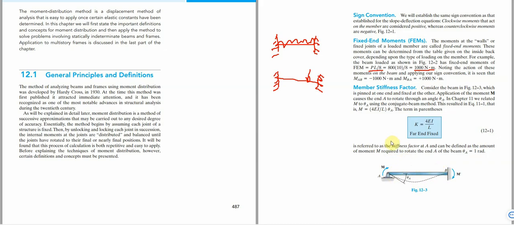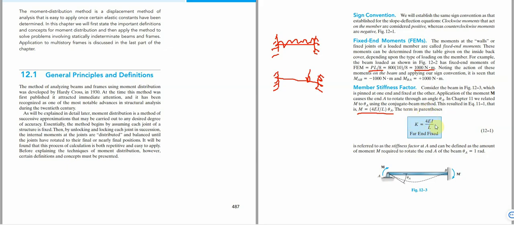Now the moment due to this rotation is given by this formula, 4EI over L theta A, and the far end fixed is 4EI over L because there's no rotation at the far end.